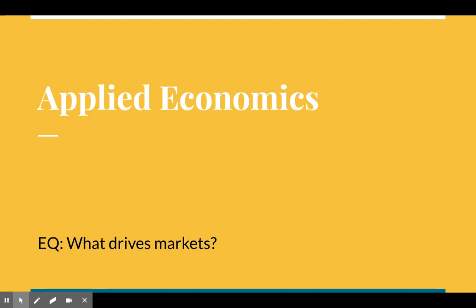What we're going to do today is try to take some of the principles and concepts that we've talked about in this class and apply them to real world situations. And of course, we titled this Applied Economics. I always try to have an essential question that begs us to be able to answer it by the end of the day. What drives markets and what drives us to be participants in markets? And that's really, again, what economics is all about.